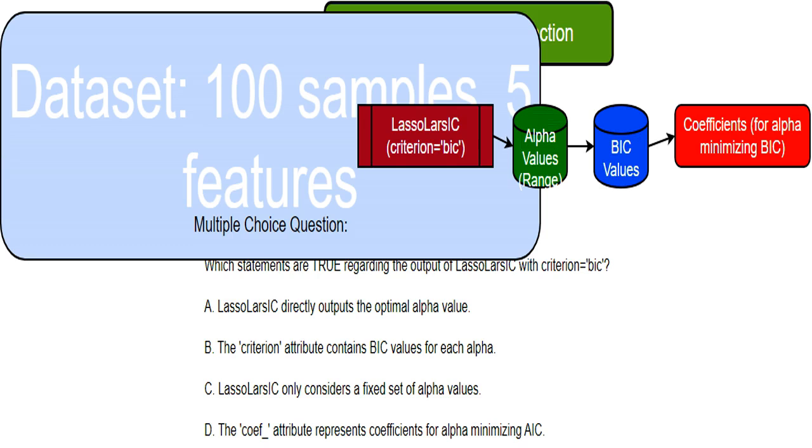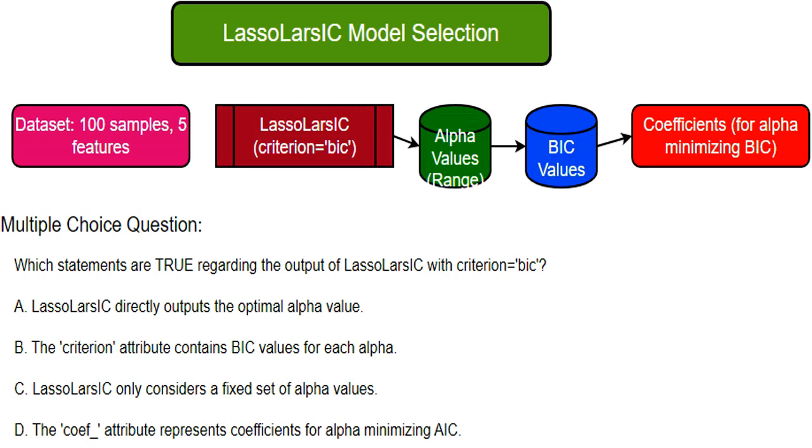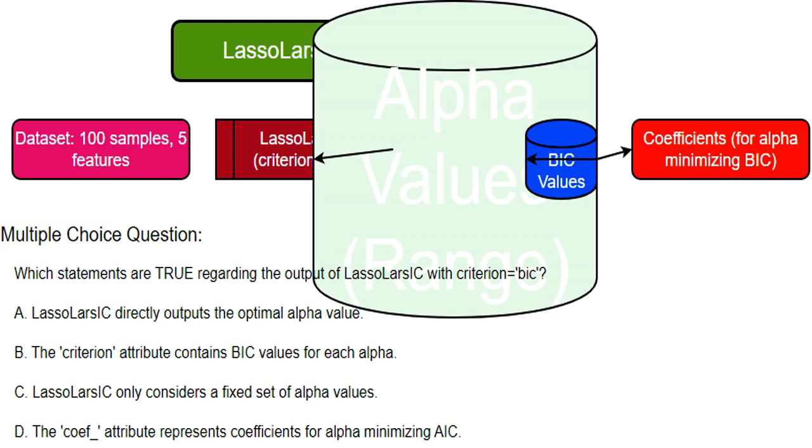This is a metric that helps LassoLarsIC decide which alpha value leads to the best model by considering both the model's goodness of fit and its complexity, preventing overfitting. I'm working with a dataset containing 100 data points, samples, each described by 5 different characteristics, features. For each alpha value explored, I compute the BIC.